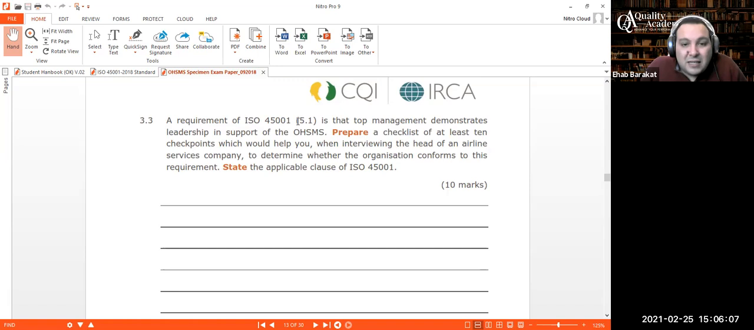Now, if 5.1 is not mentioned, and it's just a requirement of ISO 45001 top management, in this case you will write questions from clause 5. You can also write questions from clause 9.3. So you can write the questions from 5.1, 5.2, 5.3, 5.4, 9.3, if 5.1 is not mentioned. But they told you to write the questions from 5.1 only, so I will write the questions from 5.1 only.